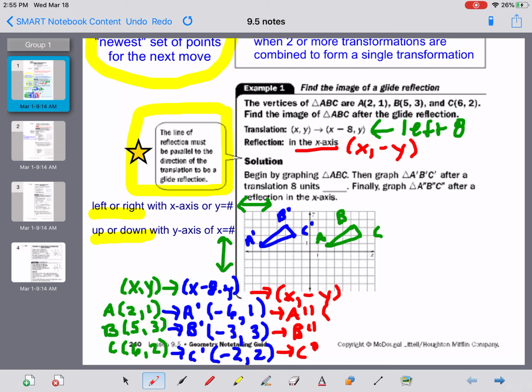So A, I leave my X the same, and I'm going to go opposite my Y. So it was 1, it becomes -1. B used to be -3 for my X, that stays the same. The Y used to be 3, I go opposite that, so I go -3. And my C, my X stays the same at -2, my Y goes opposite, it was 2, so now it's -2. There are my new points for my double prime, so I'm going to go ahead and graph those.